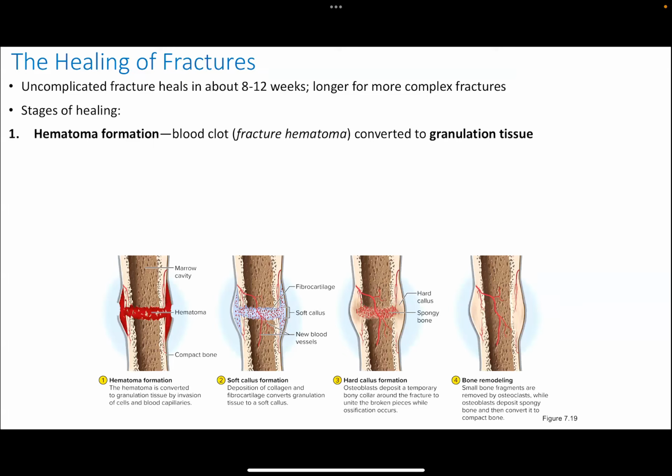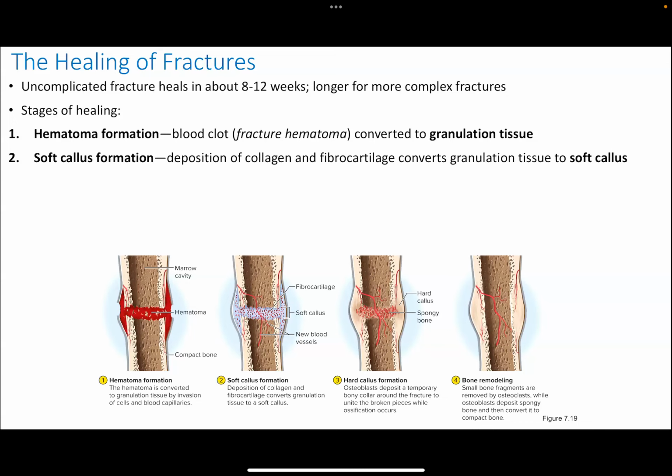The stages of healing that fractures go through, first there's something called a hematoma formation. It's a blood clot that is actually going to start being converted into a tissue known as granulation tissue. And this happens as more and more blood capillaries and cells enter into the area to help heal the tissue.